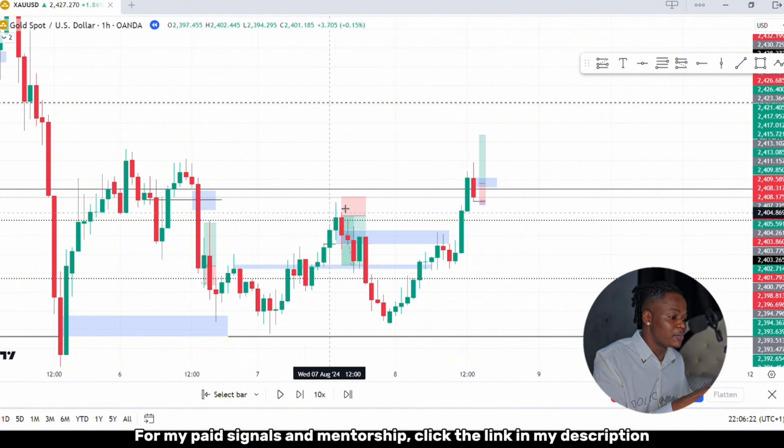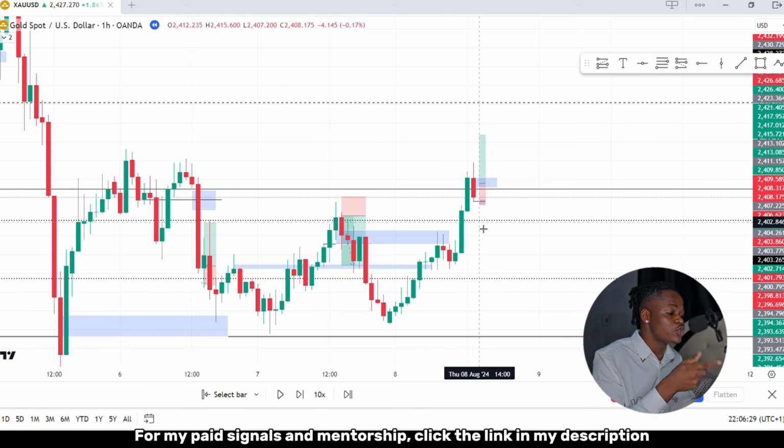So now what we're expecting is price retracing into this breakout block point, and then we should be looking for somewhat of a buy right here. Now let's switch to the 15 minutes time frame to see what made us actually take a buy.